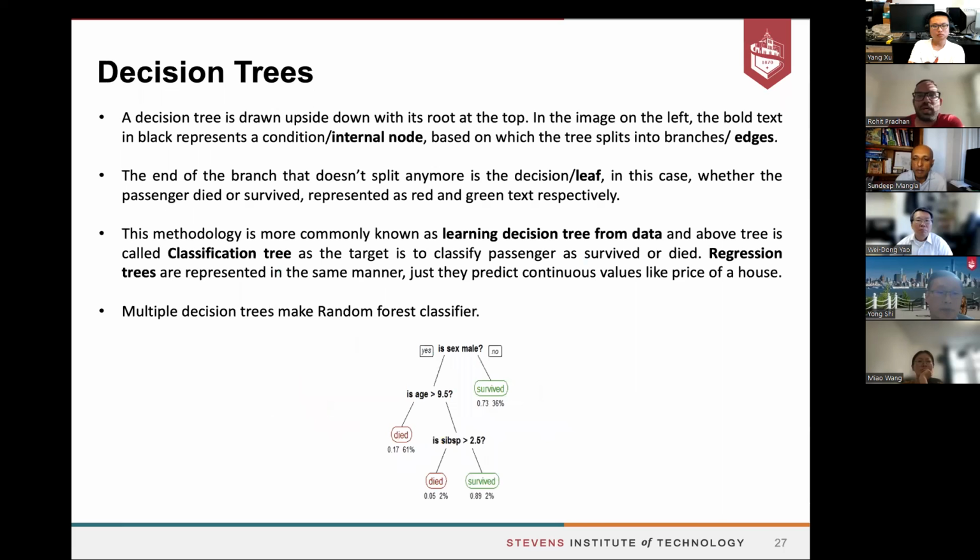So next is decision trees. A decision tree works on the approach where it is drawn upside down. So this is the root node, and the last node is a leaf node. We can use decision trees for regression as well as classification algorithms. And this is the condition: is sex male? So this is a condition, and based on this condition, yes or no, the tree will be split further down.